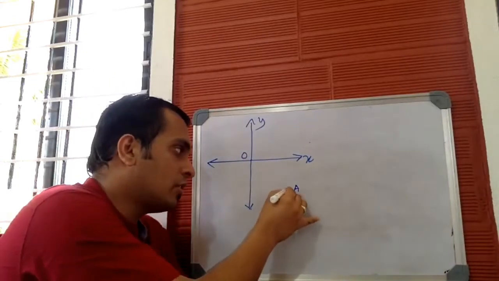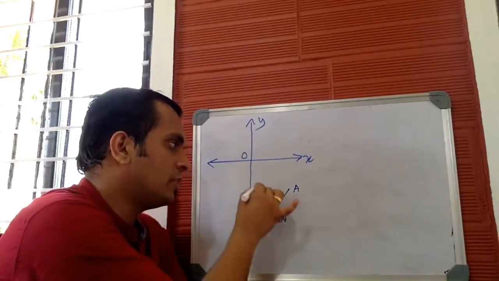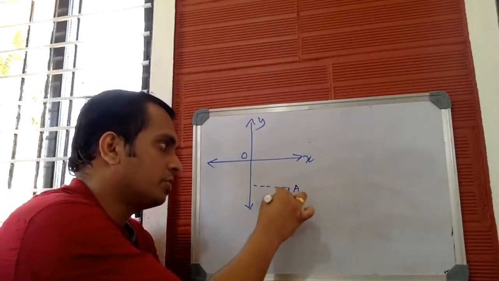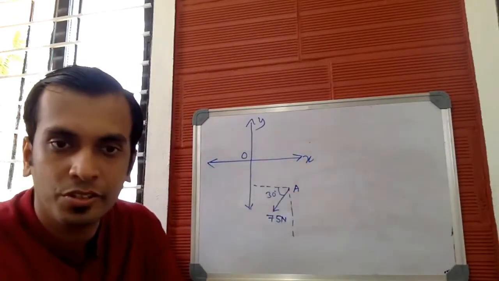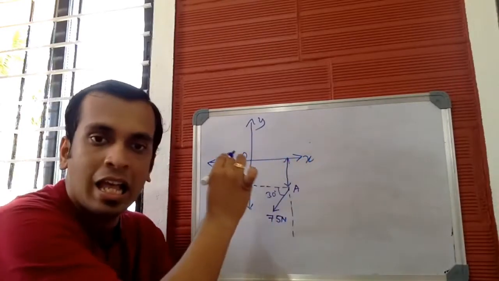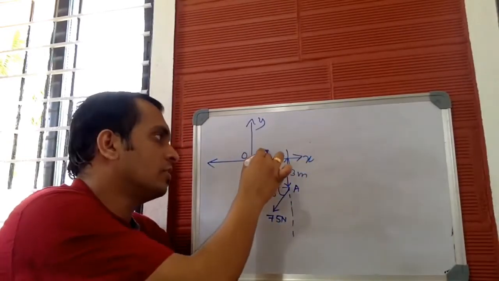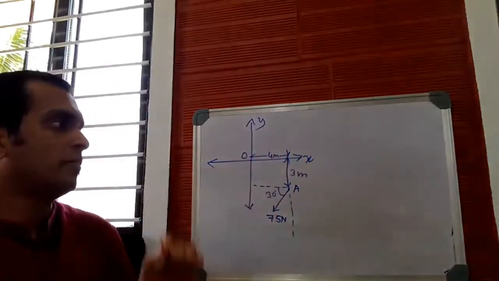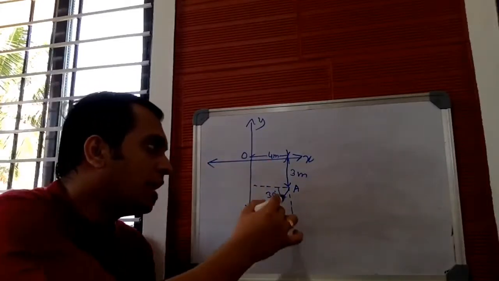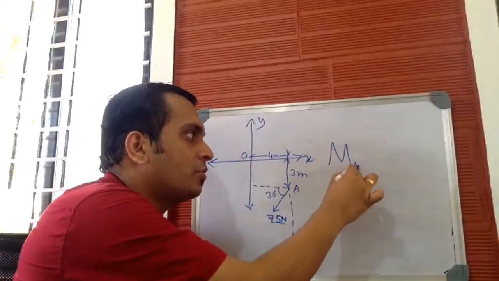And you have a force of 75 Newton magnitude. The inclination of the 75 Newton force is 30 degrees. And the distance from A to the x-axis is given as 3 meters, and again from A to O is given as 4. This is the problem. As per this problem, you have to find the moment produced by this force of 75 Newton magnitude about the point O.